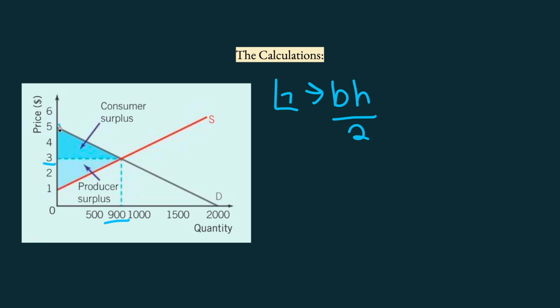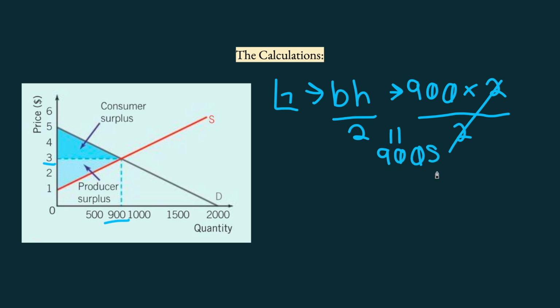Essentially you're going to pretend that this shape is a full rectangle, and you're then going to divide the shape by 2 to make one triangle, okay? So let's go back and try that. If we write the formula, the base is between 0 and 900, so the base is going to be 900, and we're going to multiply that by the height. The height is between 3 and 5, so the height is 2, and then we're going to divide by 2. Obviously these two cancel each other out, and then our consumer surplus is going to be $900. Make sure you calculate this in the unit of the price.